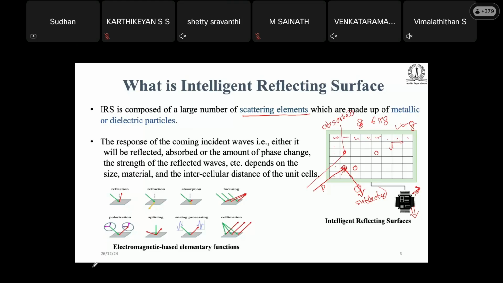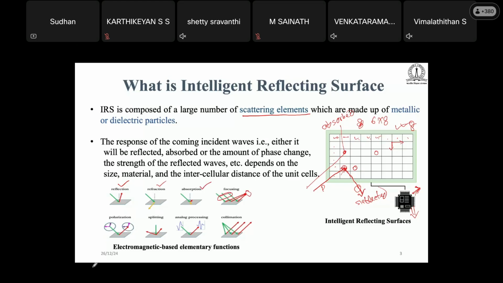Now if we look, it has many properties. One is called the reflection: signal is received and reflected. Another is called the refraction: when the signal is coming and then it goes to the other direction. Then absorption: if the signal comes, the signal will be absorbed fully or partially. Focusing: you see the parallel signal will be coming and then it will focus to a particular direction.